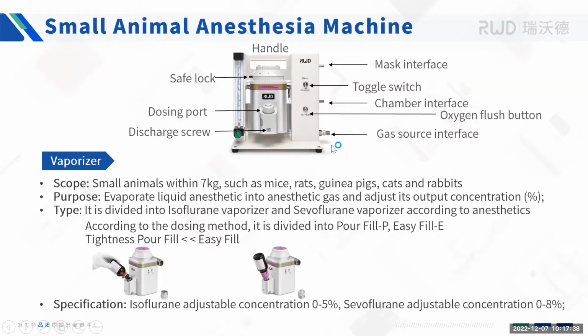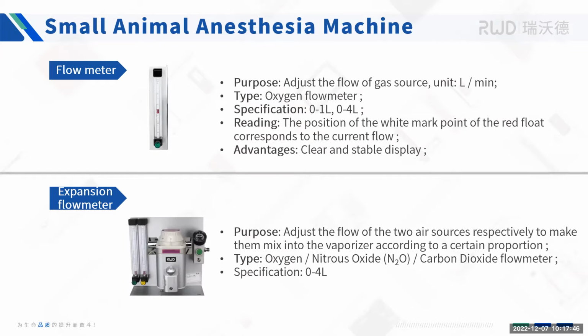And this vaporizer is used to adjust the concentration of anesthetic gas. So we can see this part and this part. These two parts are different. This one adjusts the flow rate of gas. And this part adjusts the concentration of anesthetic gas. This one is the gas, this one is anesthetic gas. So it's different.